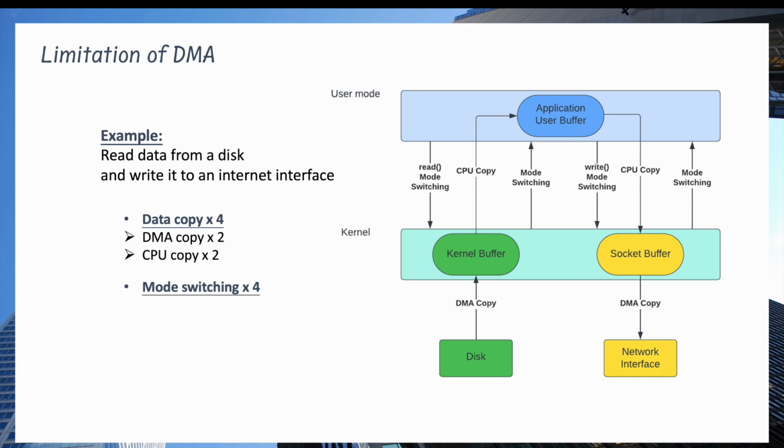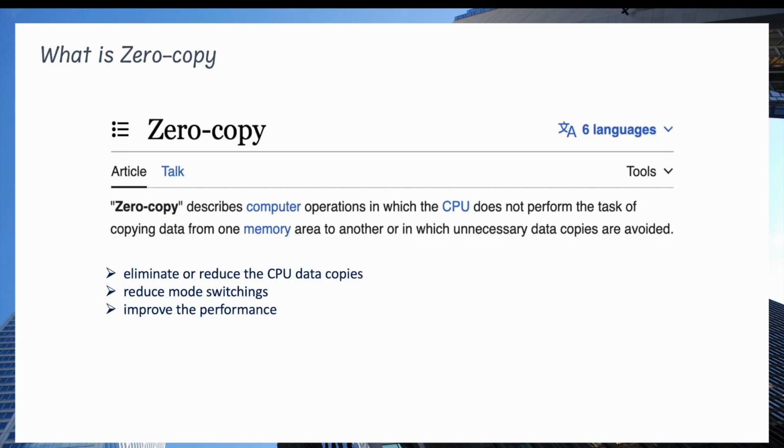Well, we definitely can't say this process is efficient. Even though the DMA worked really hard, there are still 4 data copies and mode switching. Now, our brilliant computer scientists won't allow that to happen. So that's where zero copy comes into play. The main principle of zero copy is to eliminate or reduce the CPU copies as much as possible. The corresponding interrupts and the number of mode switching are reduced as well, so as to increase the I/O performance.